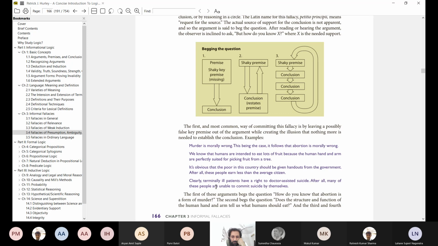The next one. We know that humans are intended to eat lots of fruit because the human hand and arm are perfectly suited for picking fruit from a tree. What's the problem here? Yeah, I couldn't think of a problem for this. It doesn't make sense, but I don't see the exact issue. Anyone? What we have to look for is the shaky key premise that's not there. I agree, it's not a straightforward example.